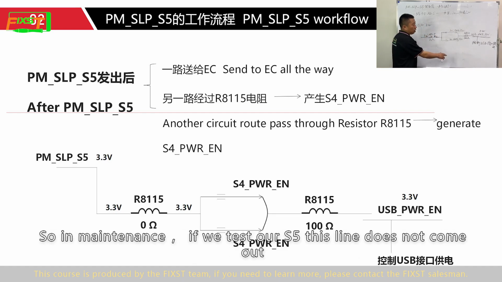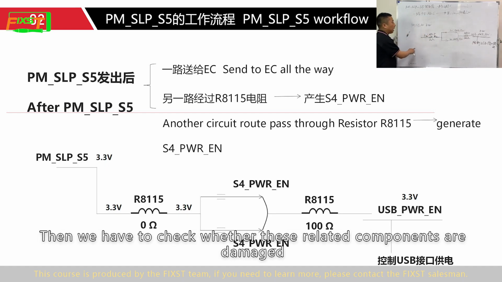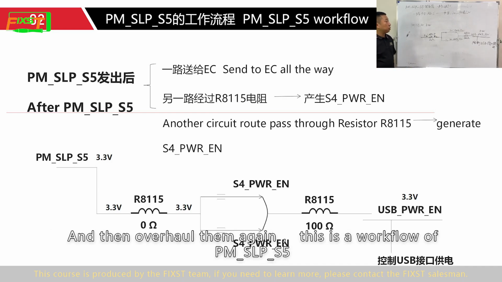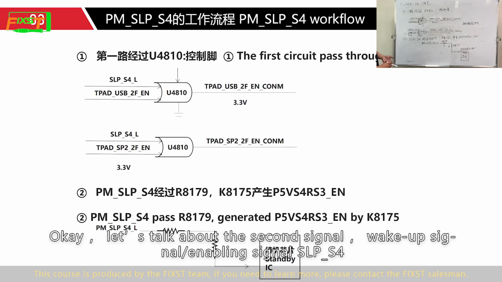So in maintenance, if we test our S5, and this light does not come out, then we have to check whether these related components are damaged. And then we'll hold them again. This is the workflow of the PM SLP S5. Okay, let's talk about the second signal.